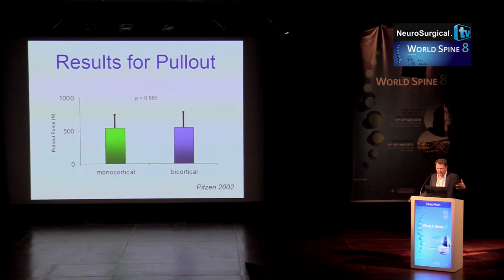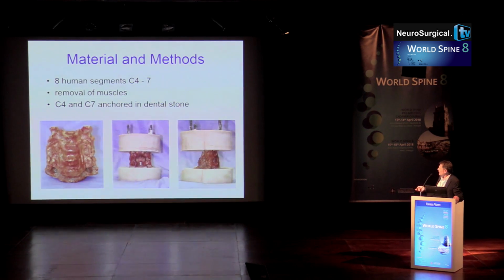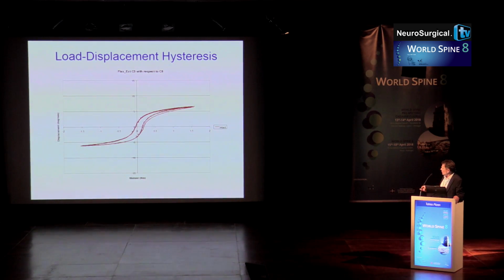I had the pleasure to do that with Tom Oxland in Vancouver. What we did is we wanted to check when there is the point that you need, in trauma, additional posterior instrumentation. We tested these specimens intact, then after discectomy, applied a plate, and then cut the posterior ligaments. And you see here a result as a hysteresis curve, which is you apply minus 1.5 Newton meter to plus, so in sum 3, and then you measure the degree. So this is again 12 degrees for a segment C5-6.